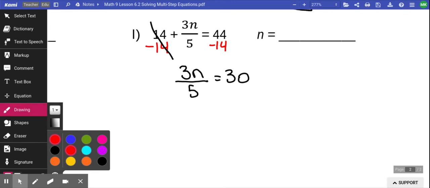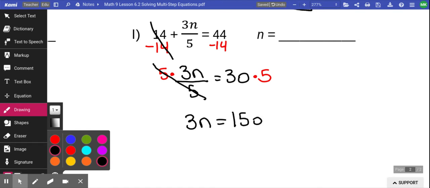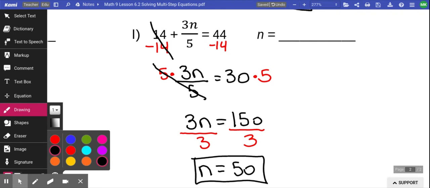The opposite of divide by 5 would be multiplying by 5. So what I do to one side, I do to the other. These 5s will cancel, and I'll be left with 3n equals 150. Awesome. Now, I need to get rid of the 3. I do that by dividing both sides by 3. That leaves me with n equals 50. Wonderful.